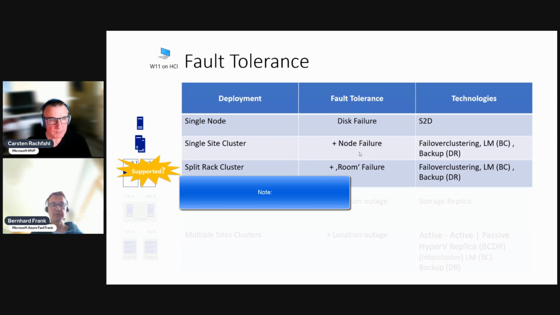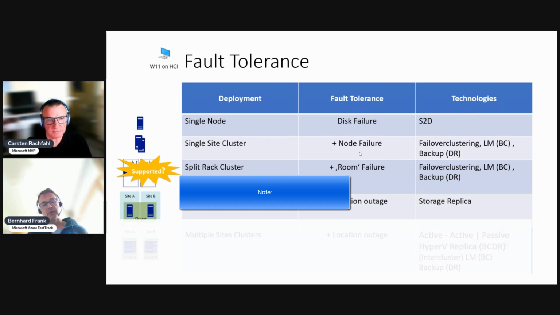However, we are very passionate about that scenario. You need to know the circumstances around it, and there is a debate going on. So things regarding the split rack cluster may change in the future. I don't know, but Microsoft is at least debating internally, and let's see how that goes.